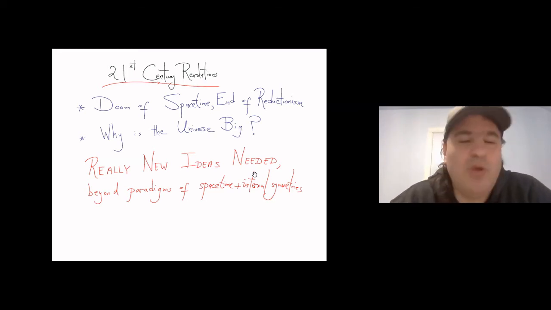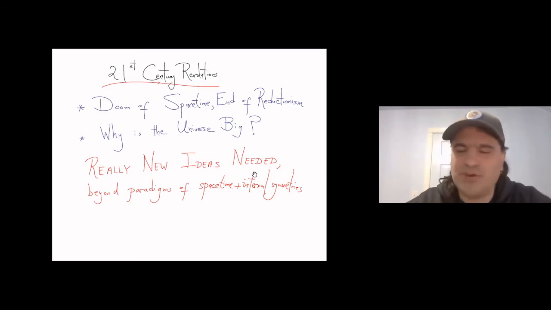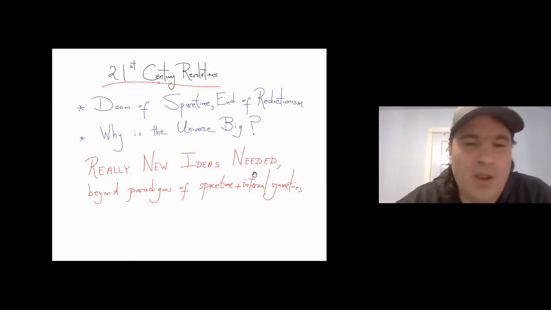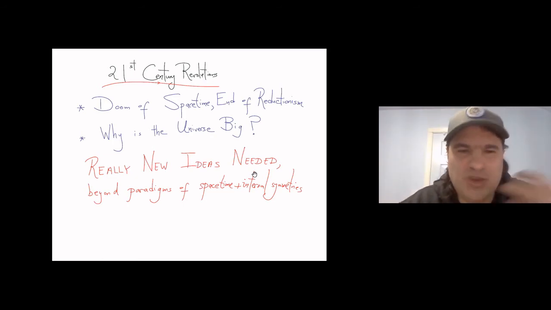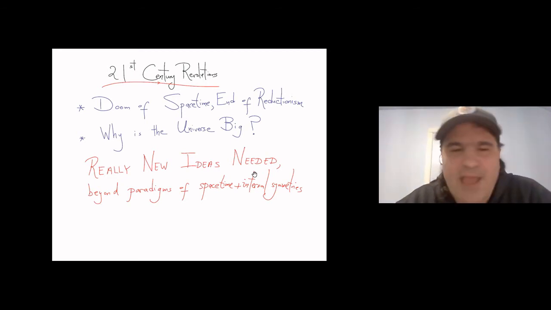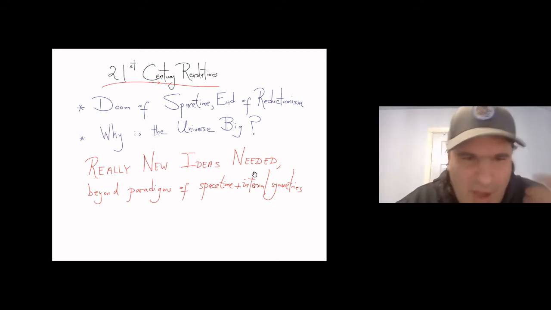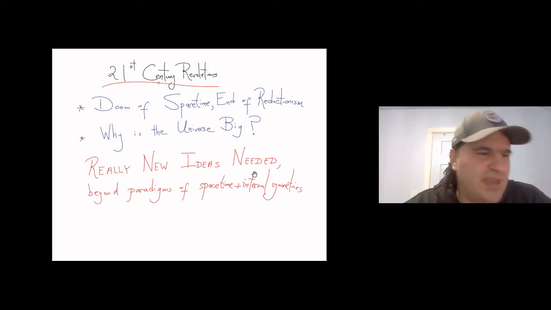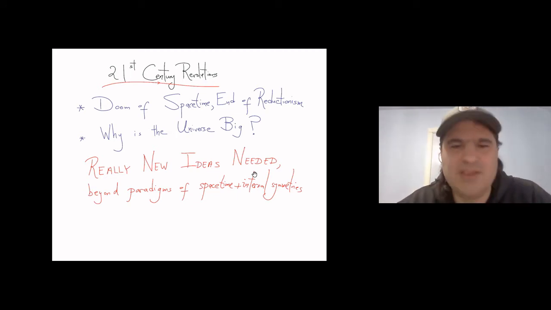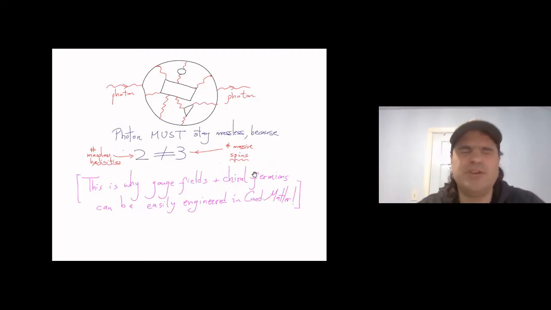We also don't understand the answer to very simple questions like, why is the universe big? Why is there a macroscopic universe, even though there are violent quantum mechanical fluctuations at shorter and shorter distances? And these are big scale questions. They're not little details. They're big scale questions, and they indicate the need for really new ideas beyond the paradigms of space-time and internal symmetries.